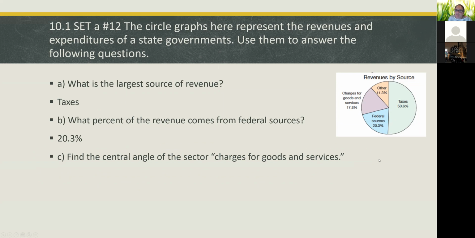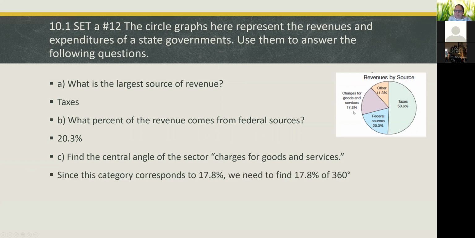Part C, find the central angle of the pinkish section, charges for goods and services. We're trying to figure out how big this angle is right here. We know that the category corresponds to 17.8%. So we need to figure out 17.8% of 360 degrees. We know that all the angles together would add up to 360.